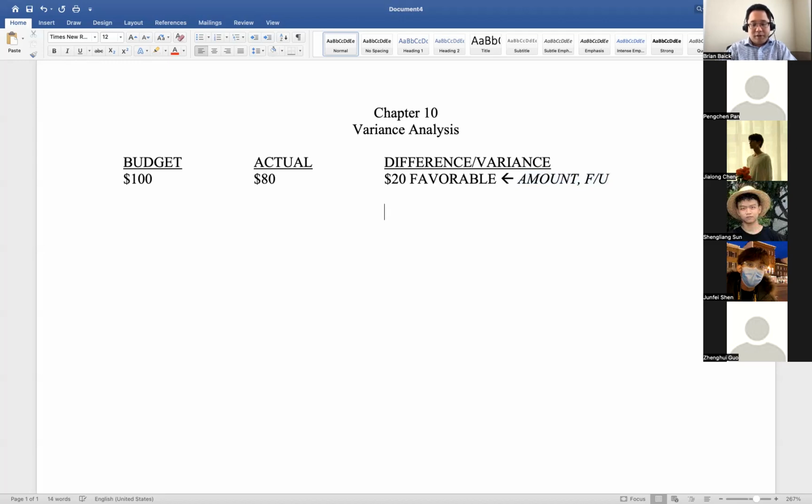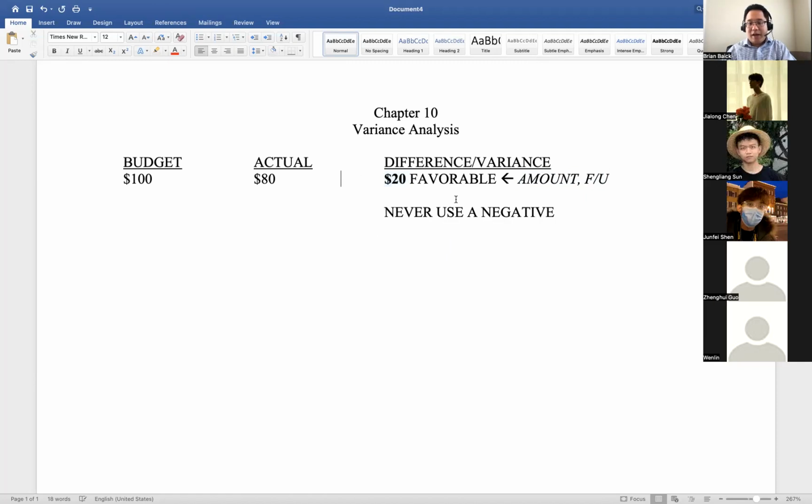Never put a negative sign, so never use a negative sign. For example, your variance can never be like minus 20F. That's not going to work. Your variance can also never be something like negative $10 U. That's not going to work. So whenever you have variances, always just put the amount, in this case $20, and then put either favorable or unfavorable.